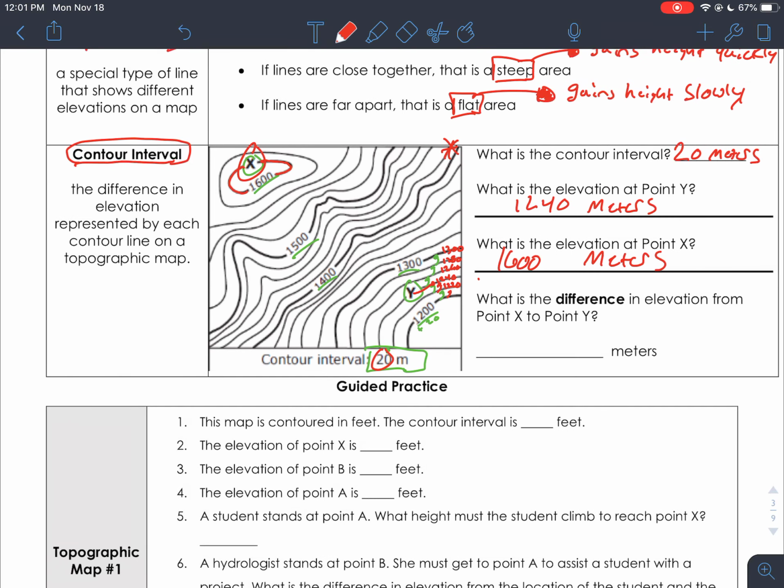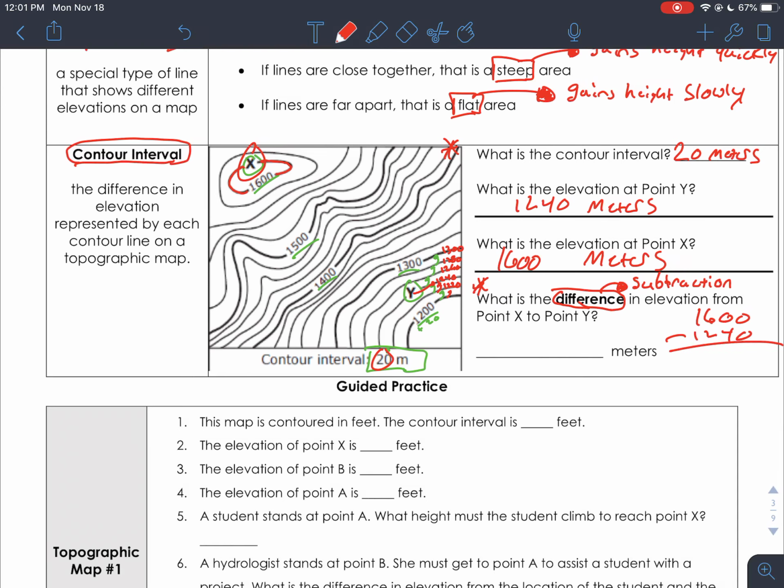Now, this is the big question. What is the difference in elevation from point X to point Y? I want y'all to circle difference. I already bolded it for you, but circle difference. Draw yourself an arrow. You should know that mathematically, difference means subtraction. Difference means you need to subtract, okay? So questions like these, always break them down into two pieces. Get your elevation at X, get your elevation at Y, subtract. Make sure you're writing and doing math on the page. You can also use your calculator for the subtraction.